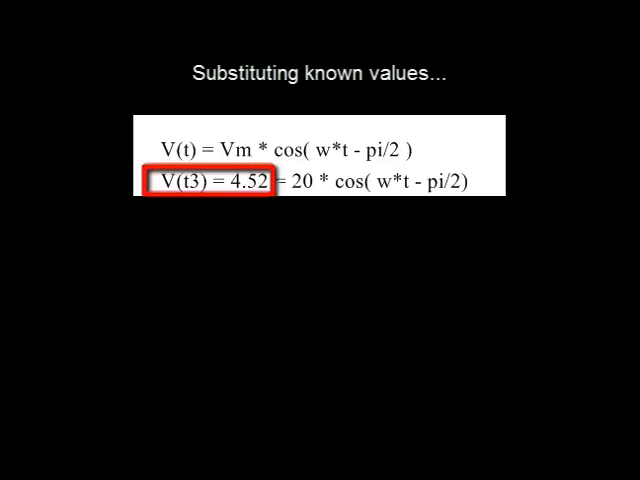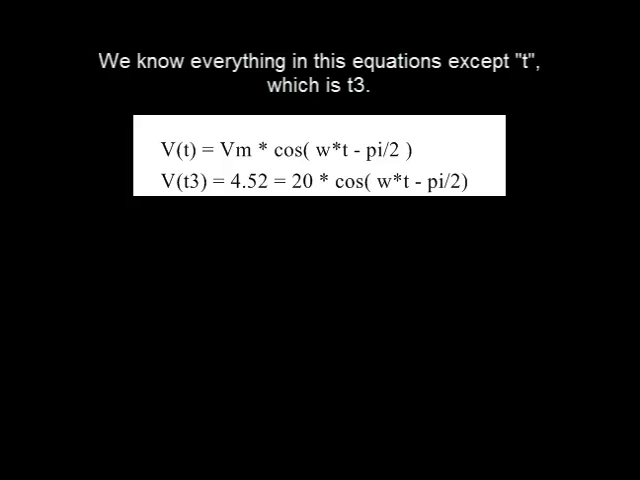Substituting known values into our equation, we know the voltage, we know the amplitude, we know the phase shift, we know omega, stored in the calculator. We know everything in this equation except t, which is T3. One equation and one unknown. T3 sounds easy. Let's solve it using basic algebra.